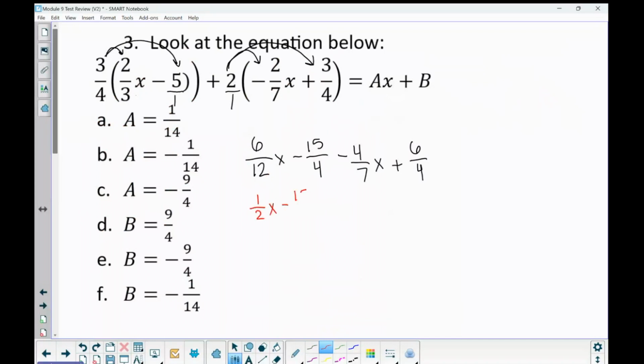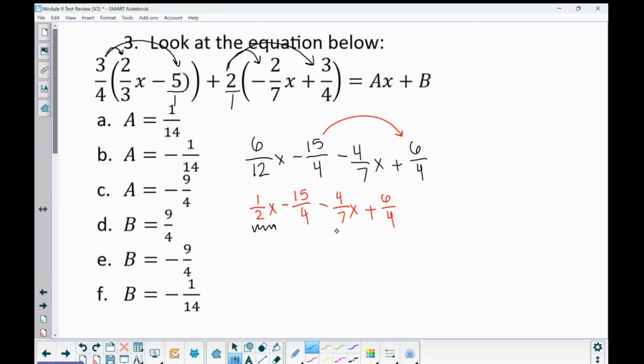9x minus 15 over 4 minus 4 over 7x. And I can also simplify 6 over 4, but because it's going to be combining with the 15 over 4, since they are the same denominators, I'd rather leave it as is. So that's going to be plus 6 over 4. All right, and now we can combine like terms.